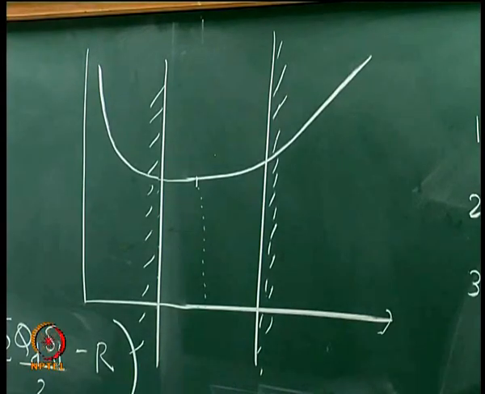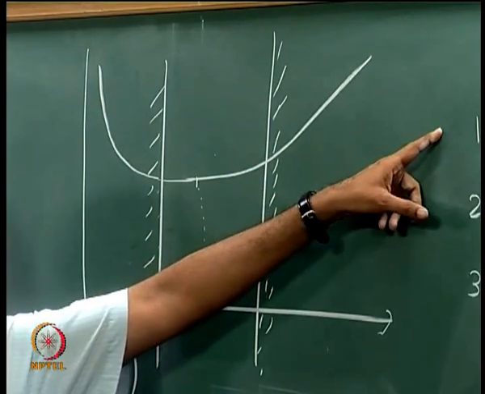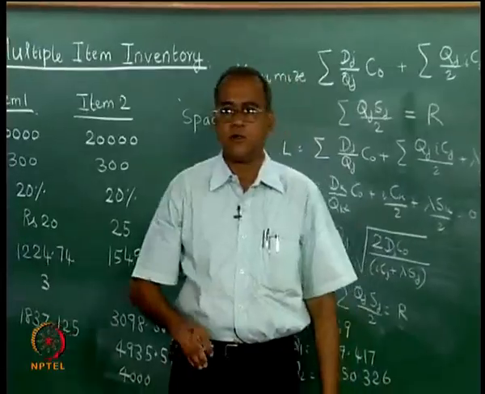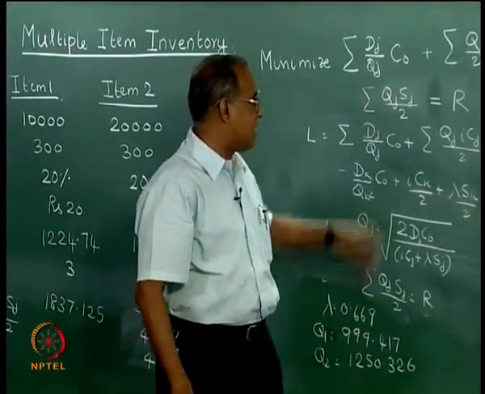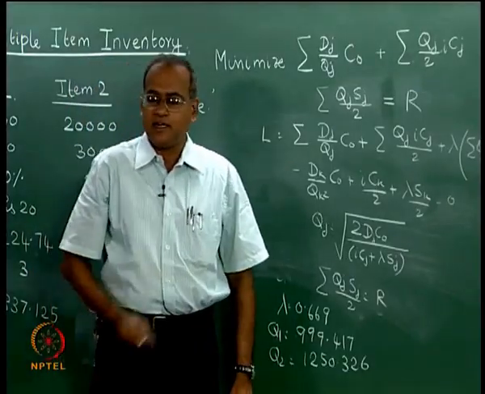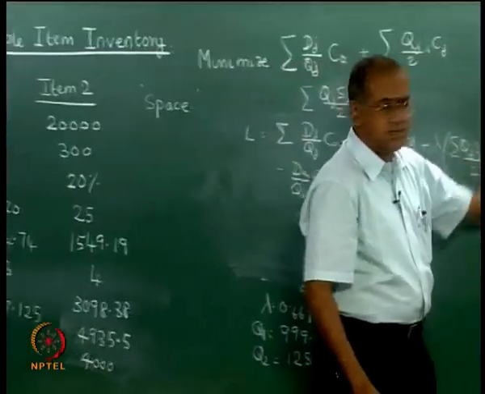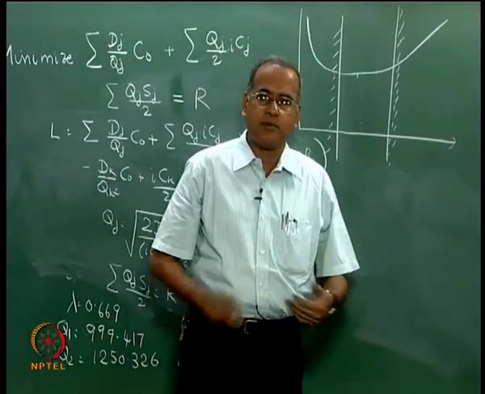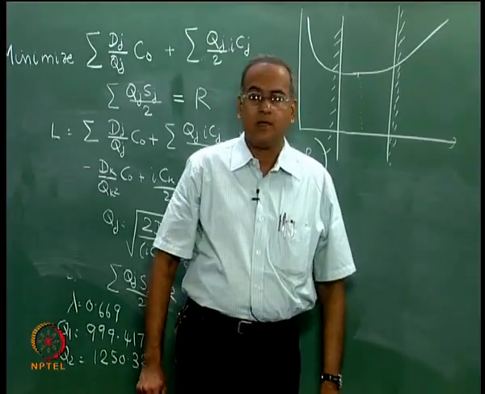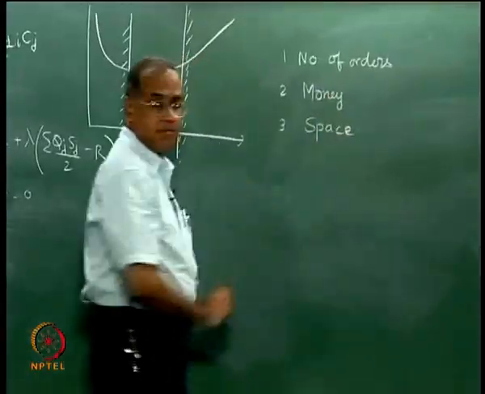So, if we have a situation where the economic order quantity is violating both this restriction and this restriction, then we cannot have a feasible solution to the problem. So, we need not take the trouble of writing two constraints and taking it into the Lagrangian and differentiating it. If the economic order quantity violates both these, then it is obvious that the problem does not have a feasible solution at all. Now, we could think in terms of number of orders and space.